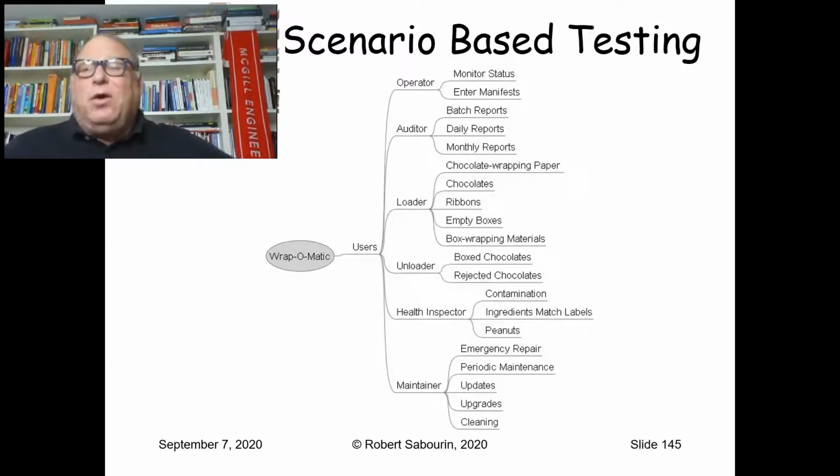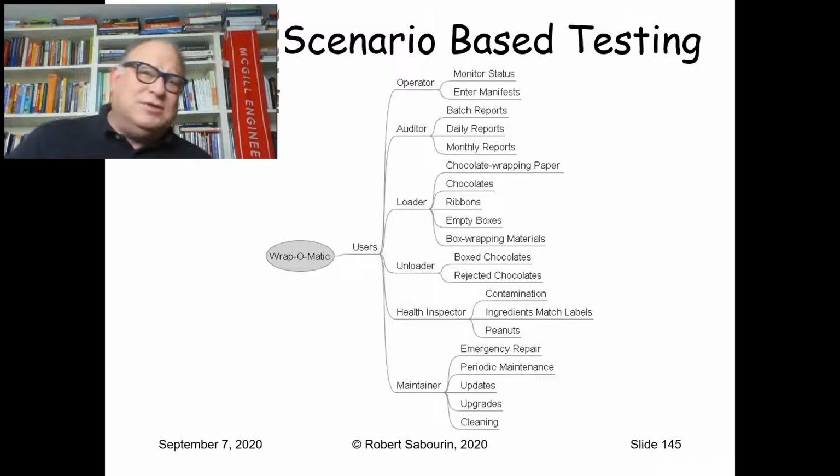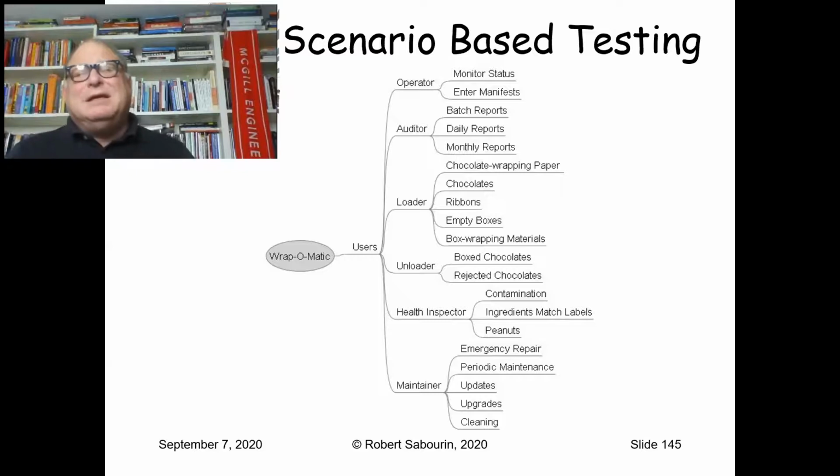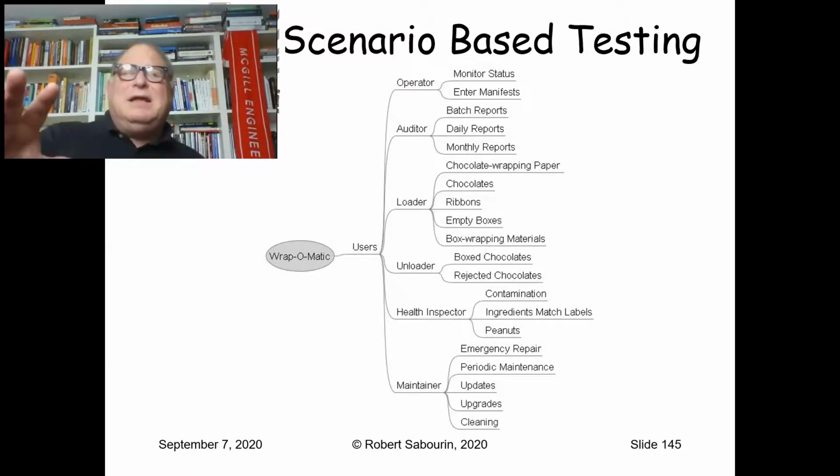There's a role called a health inspector who basically doesn't really do much with the Wrap-O-Matic except samples the chocolates to make sure they haven't been contaminated, that the ingredients match the labels, and that there's maybe no peanuts. This is a health inspection. Again, this is basically related to sampling. So the health inspector samples the Wrap-O-Matic production. And then there's the person who maintains it, the maintainer, that does repairs, maintenance, updates, upgrades, cleaning, that sort of stuff. So there's basically a blend of mechanical and electronic and software type of things going on in maintenance of the Wrap-O-Matic.